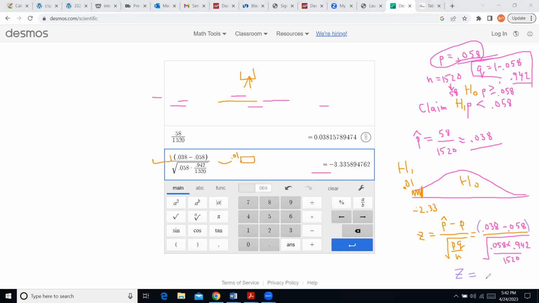Looks like this is negative 3.335. Okay, so where are we? H0 or H1? Where is that z-score? 3.3 is all the way here to the left, isn't it? Because negative 2, negative 3 is on the left side. So it is here, it is H1. So say yes to H1. So I supported my claim and did not support H0.